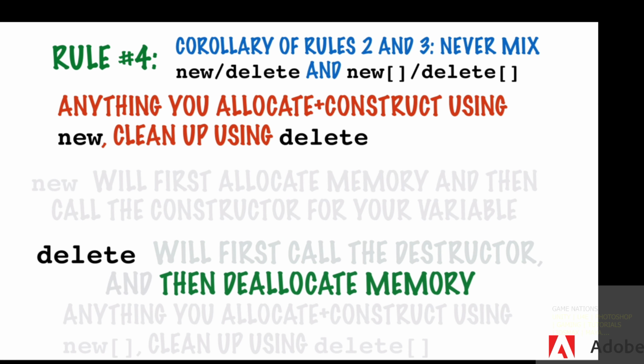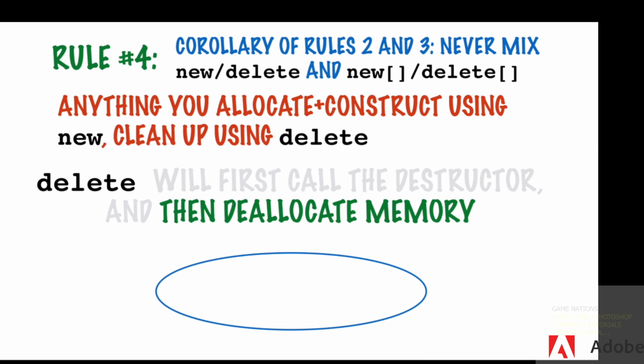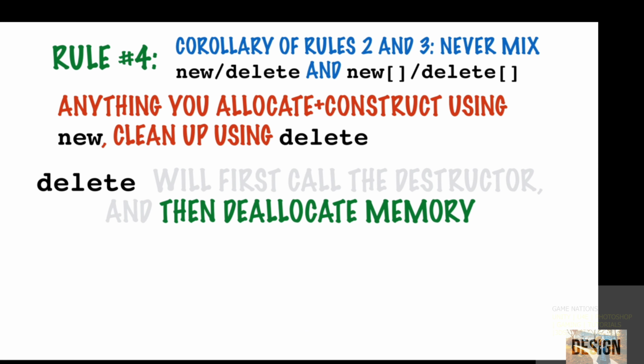Once the destructor has been called, the delete operator then simply deallocates the memory. Remember that this is the memory space that we are left with. We no longer need it because we've called delete on the object. Delete then deallocates the memory and it's free for anyone else to use.